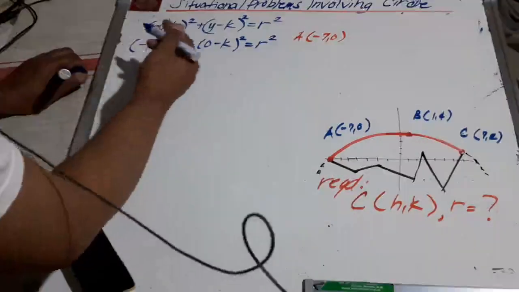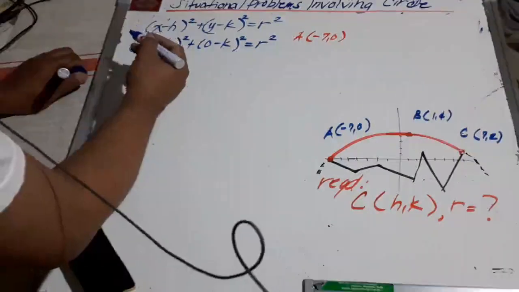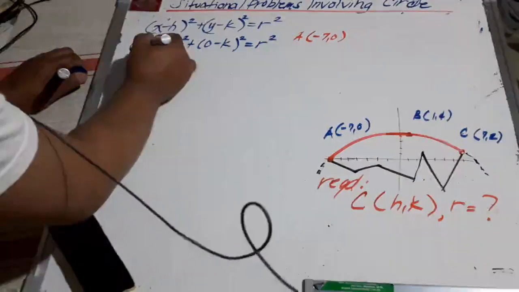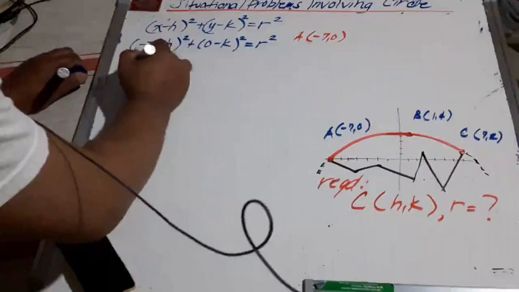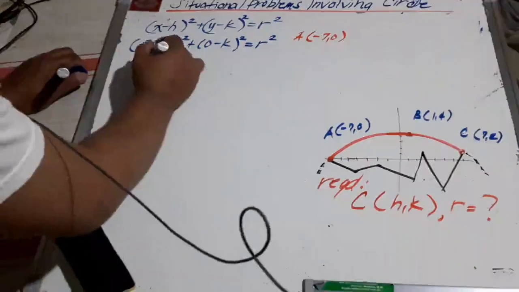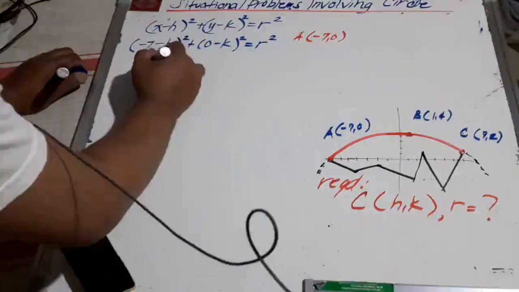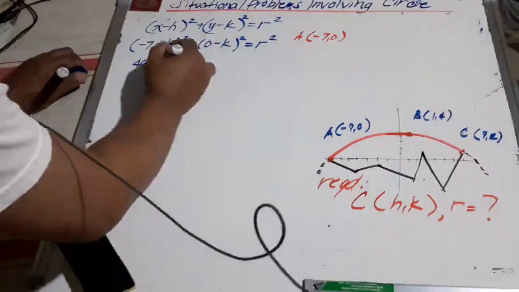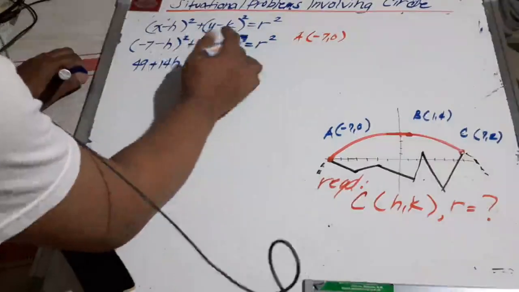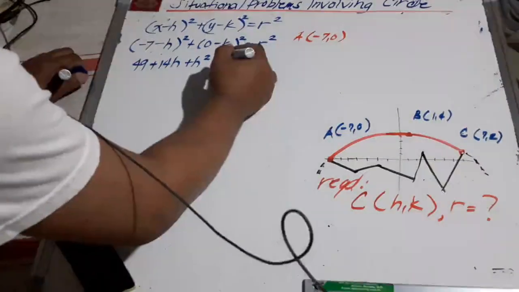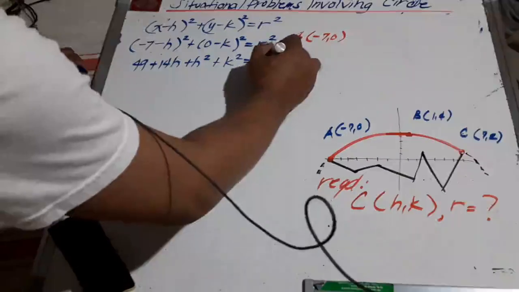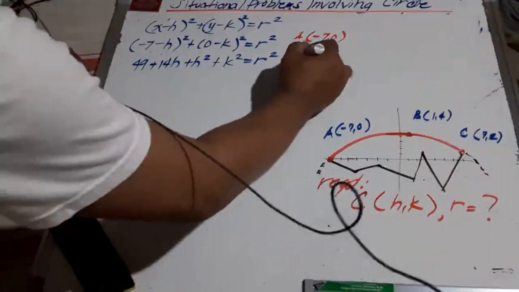This is the square of the sum and difference of two terms. We have the square of negative 7, which is 49. Twice the product of these two will be 7h times 2, which is 14h. The square of h is h squared. This 0 minus k is negative k. The square of negative k is positive k squared, equals r squared. So this is our equation 1.